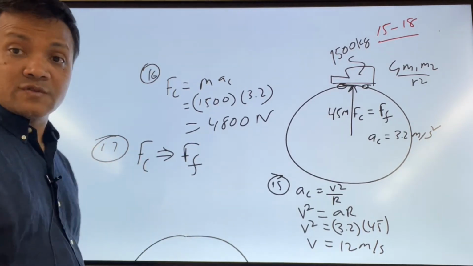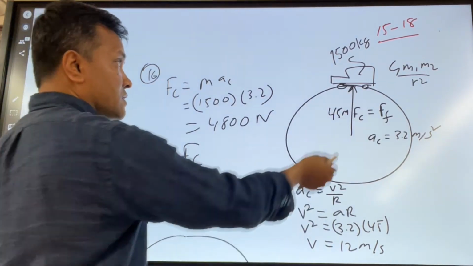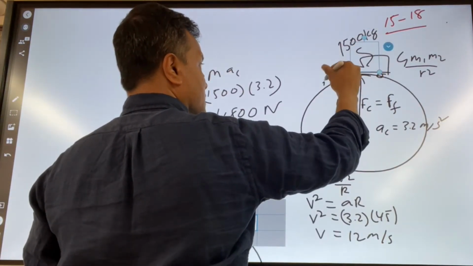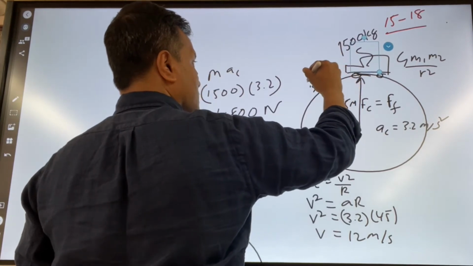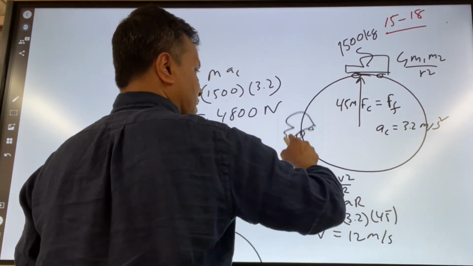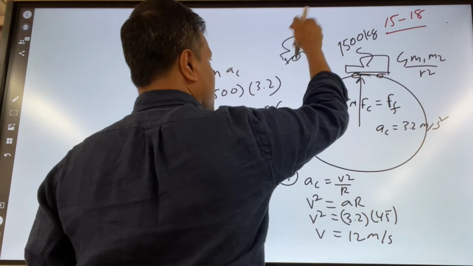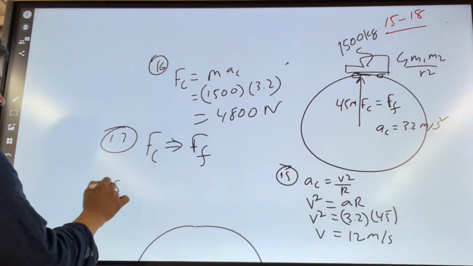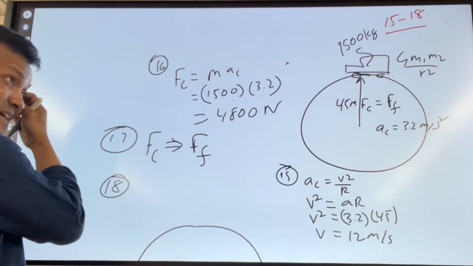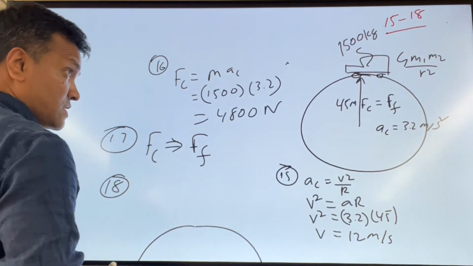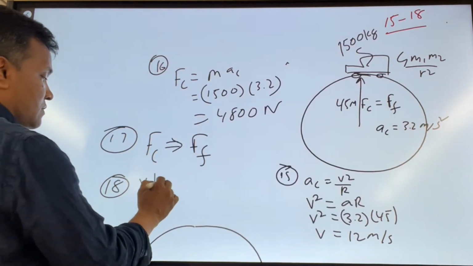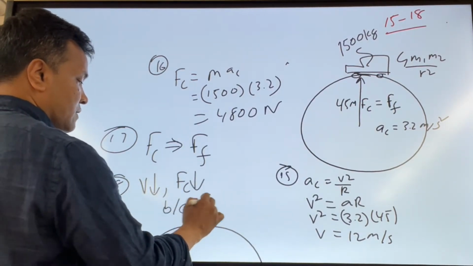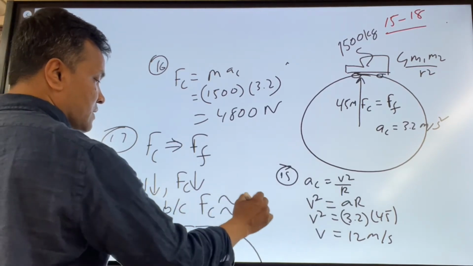If there is no force of friction, the car won't be able to make it. The car won't be able to move around. It's just going to slip and fall. Number 18, we want to find the centripetal force if velocity goes down. If velocity goes down, the centripetal force also goes down, because centripetal force is proportional to v square.